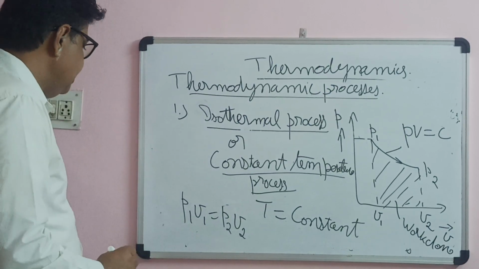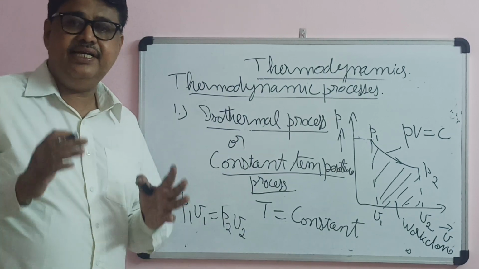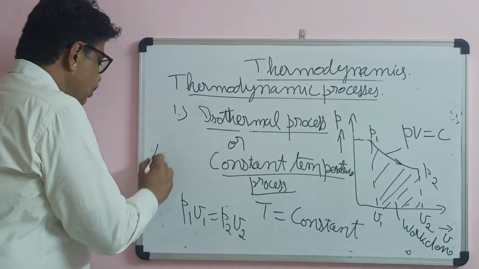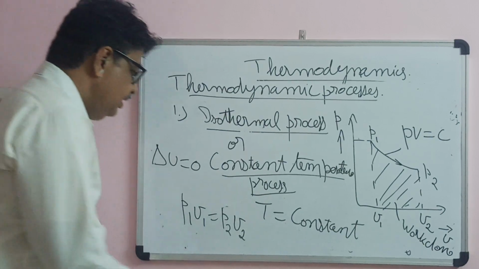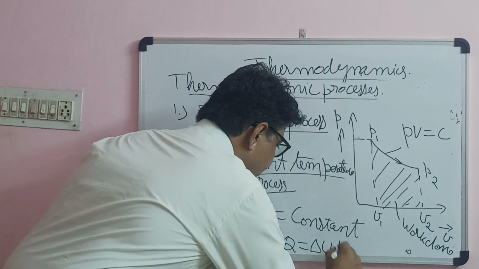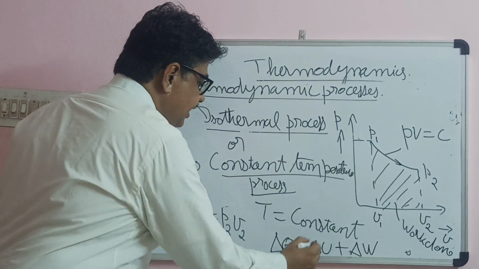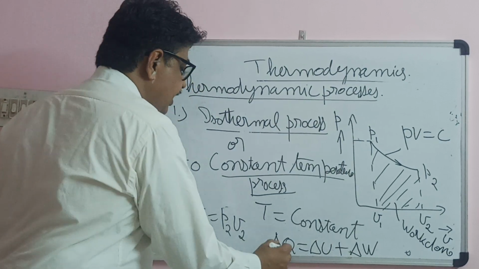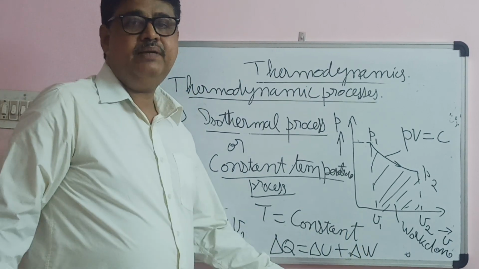In isothermal process, because the temperature remains constant, the internal energy remains constant. There is no change in internal energy. Therefore, delta U is equal to 0 in isothermal process. We know that delta Q is equal to delta U plus delta W. Here delta U becomes 0, so delta Q is equal to delta W. Therefore, heat supplied is equal to work done by the gas.